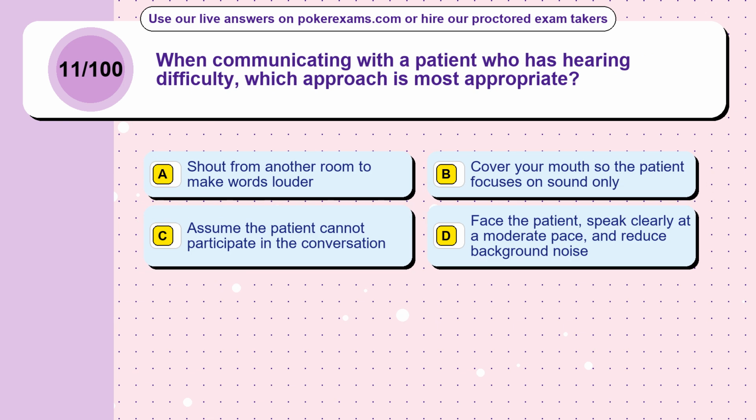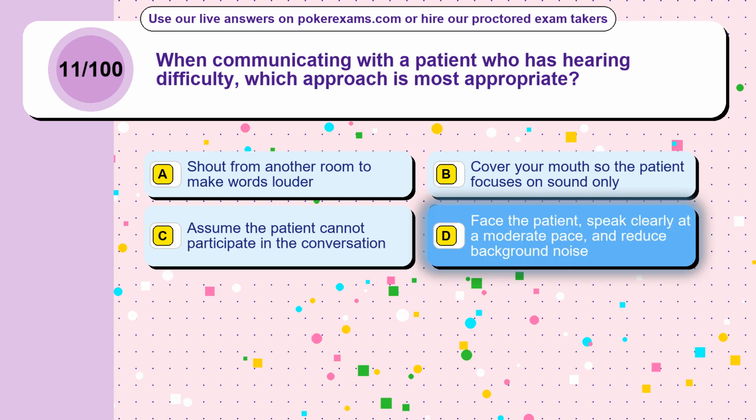Question 11. When communicating with a patient who has hearing difficulty, which approach is most appropriate? Option A. Shout from another room to make words louder. Option B. Cover your mouth so the patient focuses on sound only. Option C. Assume the patient cannot participate in the conversation. Option D. Face the patient, speak clearly at a moderate pace, and reduce background noise.